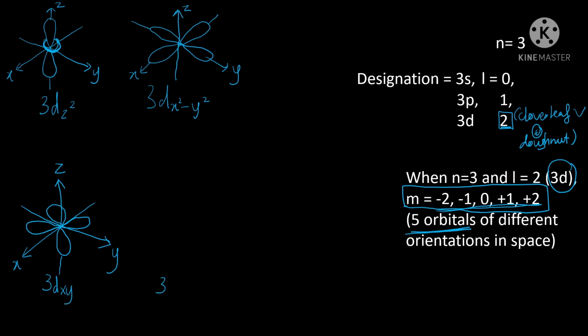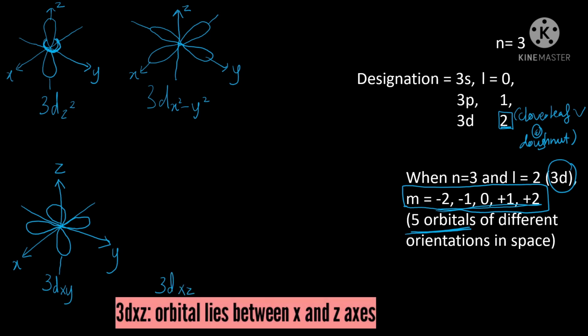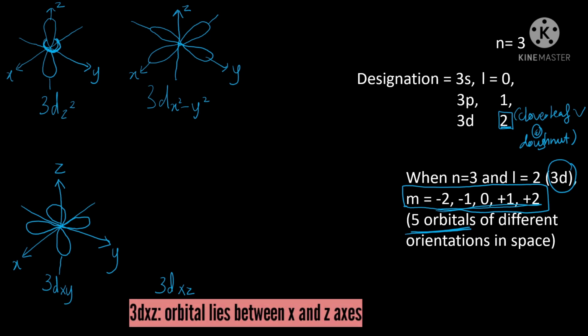And then we can draw 3dxz orbitals. So 3dxz means that the orbital has the cloverleaf shape and it is lying between the x and z axis. To draw that, first we draw the x and also the z axis, and then we draw the cloverleaf between the axes like this and like this, and the y-axis will pierce through the center of it, coming out like this. So this is the y-axis. So this is the 3dxz orbital.